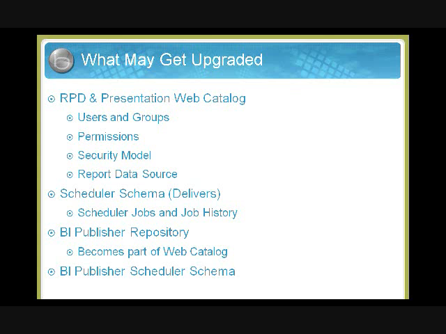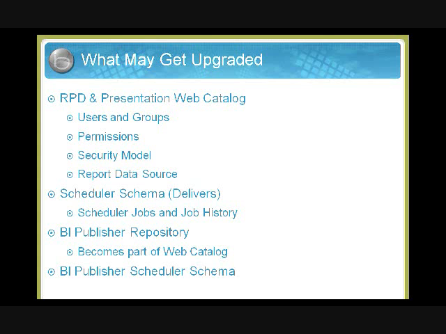So what can and cannot be upgraded? One thing we can upgrade is the RPD and the web catalog. Parts that would be upgraded are users and groups, their permissions, the existing security model, and any report data source. But there are some differences in how users, groups, and permissions are handled between 10G and 11G. We'll get more into that when we start talking about the differences within the security model itself.